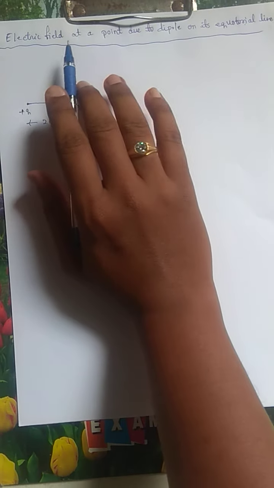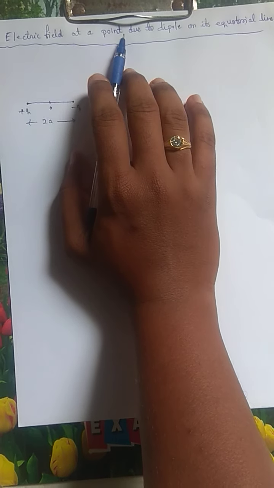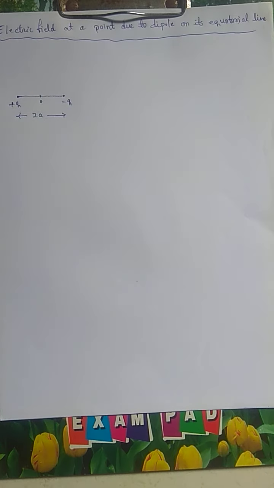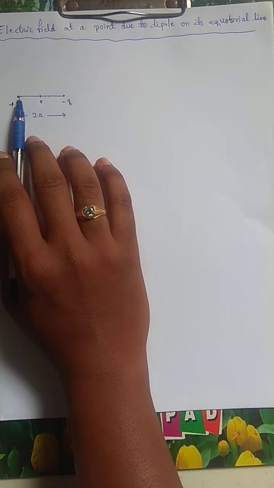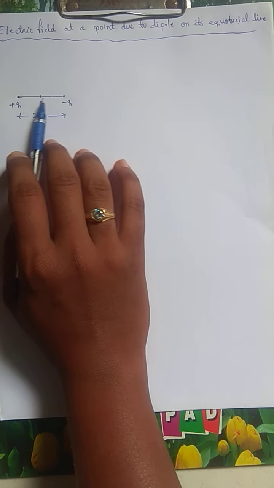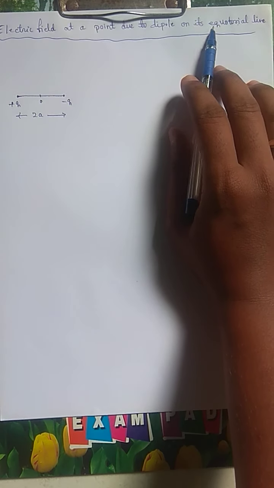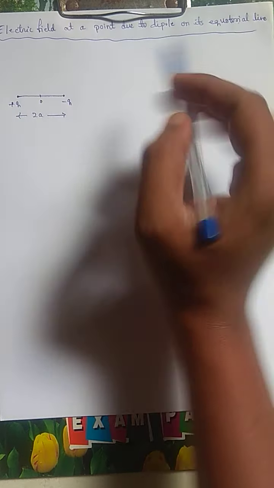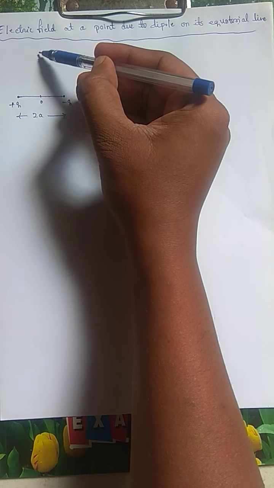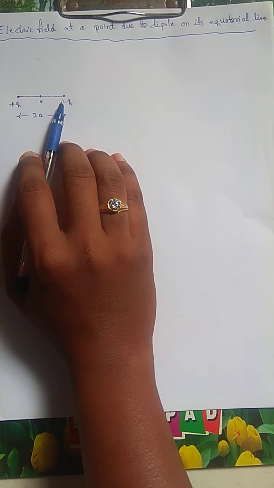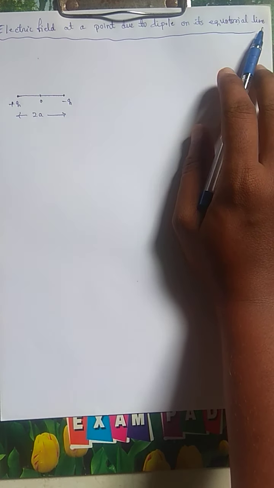Now what we are discussing here is the electric field at a point due to a dipole on its equatorial line. First of all, I want to clear up the meaning of the equatorial line. In the last class we discussed the axial line, the line joining the charges. Similarly, we have the equatorial line. It is a line which divides the electric dipole into equal parts, hence the name equatorial line.